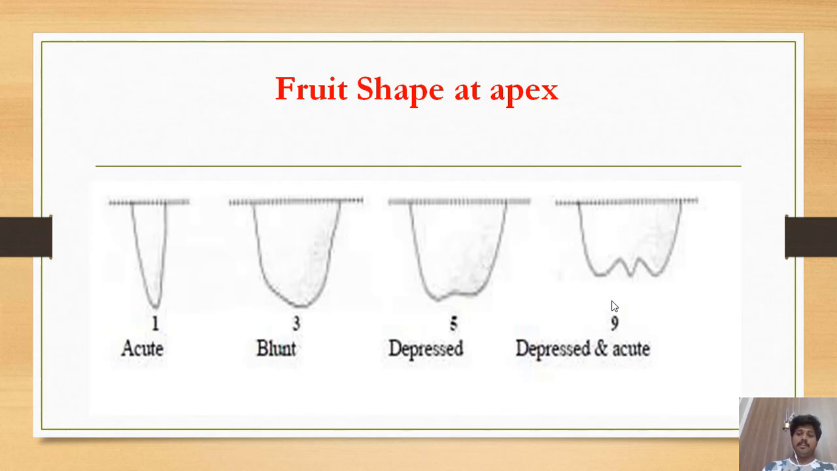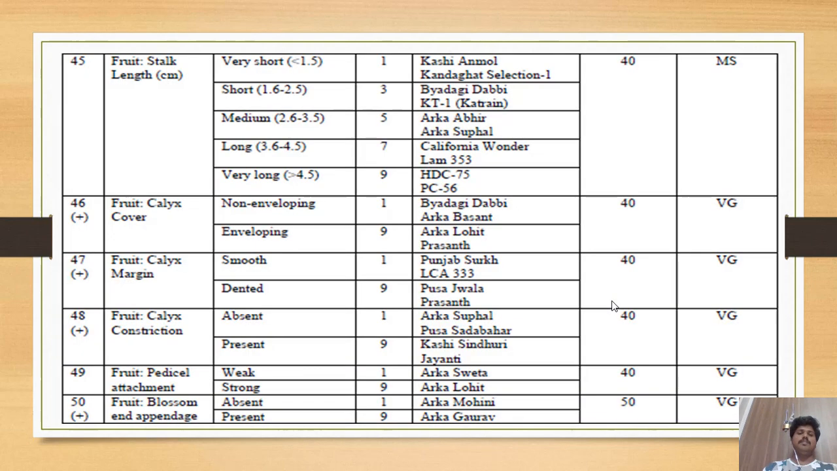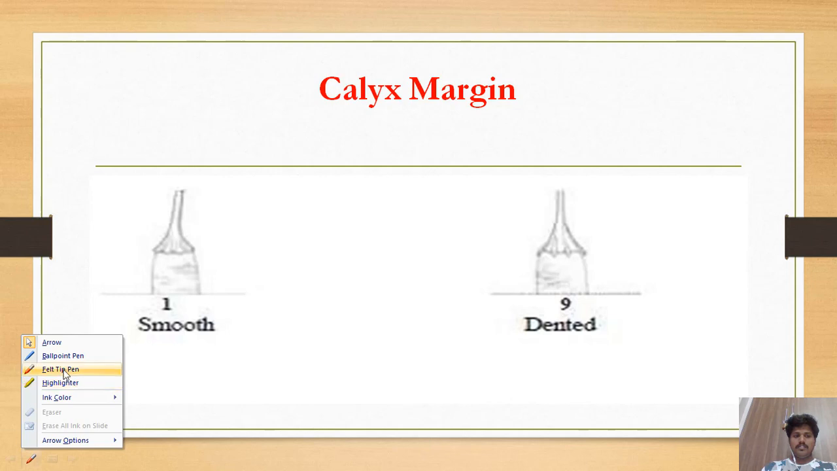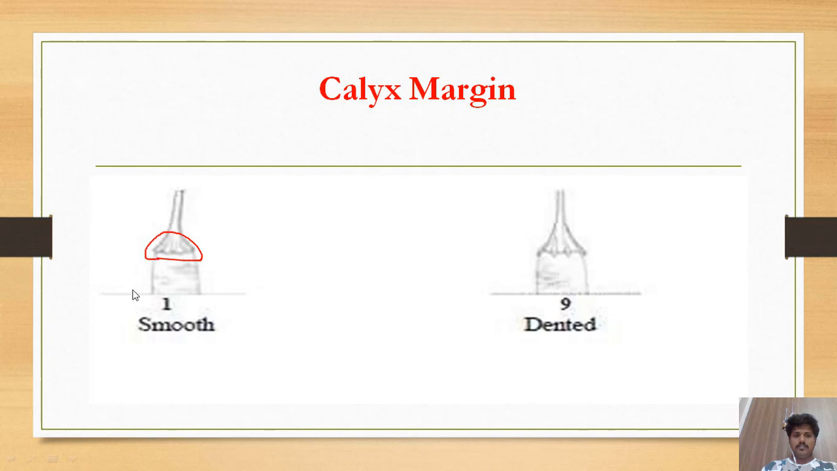Then fruit shape at the apex. You see the first one is acute, the second one is blunt, the third one is depressed, and the fourth one is depressed as well as acute. So in this way you can classify. Then calyx margin. The first one is showing smooth, the second one is showing dented. So you see here, it's having smooth. You see this one, it's like teeth, dented, right?